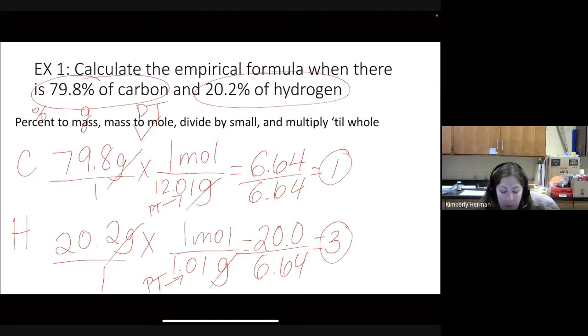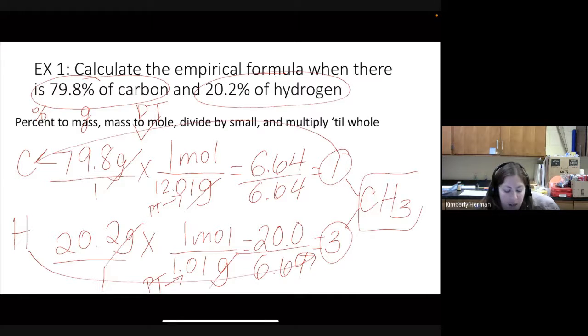Now, we're going to write our final formula. So we look back at the beginning, the 1 represents how many C's. So we'll see we get C just by itself. You don't have to show the 1. And then the H, we're going to have 3. So we're going to have CH3 for our empirical or simplest formula. So now let's take a look at number 2.